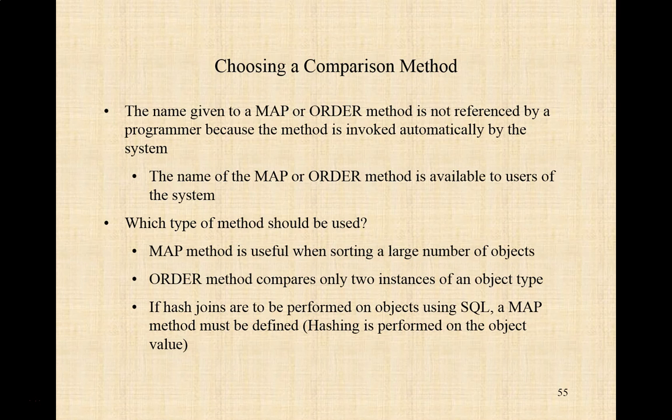So which type of method should be used? Well, a map method is useful when sorting a large number of objects. An order method compares only two instances of an object type. For map and order methods, you can compare objects using SQL statements or PL/SQL procedural statements. However, if you don't declare one of these methods, then you're limited in that you can only compare objects in SQL statements and only for equality or inequality.